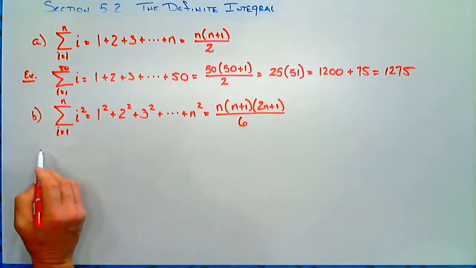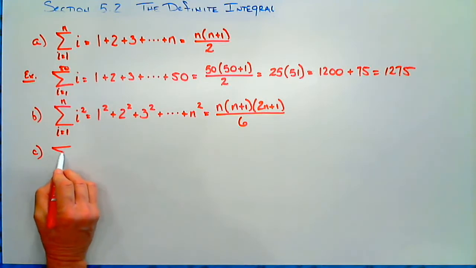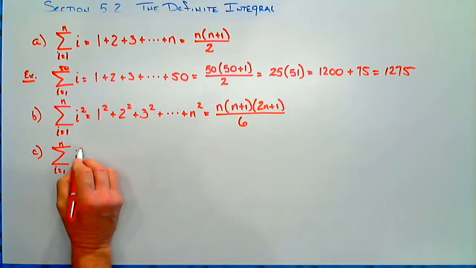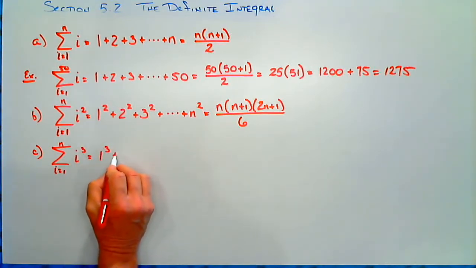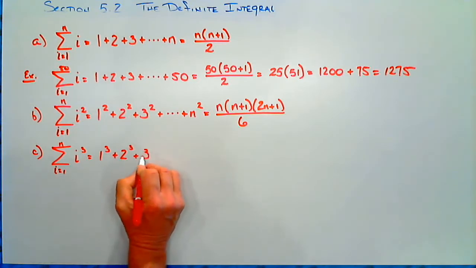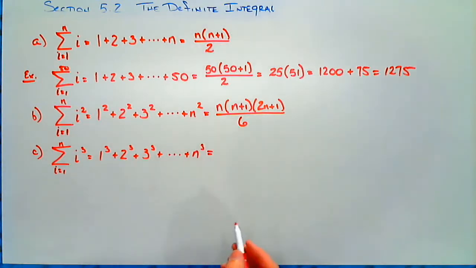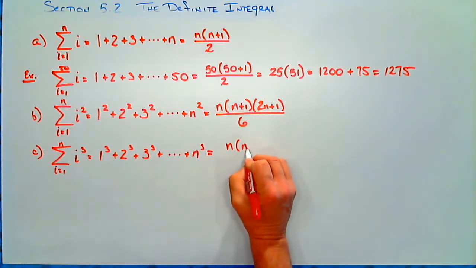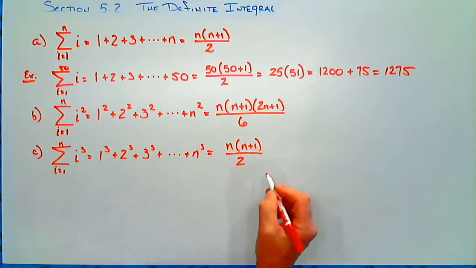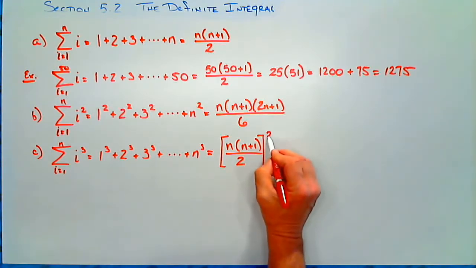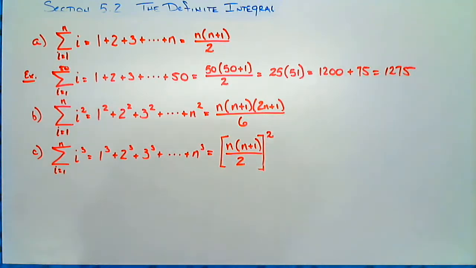So this is a formula we need. This is another formula we need. A third formula that we're going to use in our book is what happens if I add up the cubes. 1 cubed, 2 cubed, 3 cubed, all the way to n cubed. Well, this formula is n times n plus 1 over 2. And when you're looking at that, you're thinking, well, we've already got that formula. Well, it's n times n plus 1 over 2, quantity squared. Okay? Those three formulas are going to be key to doing your homework problems quickly and efficiently.